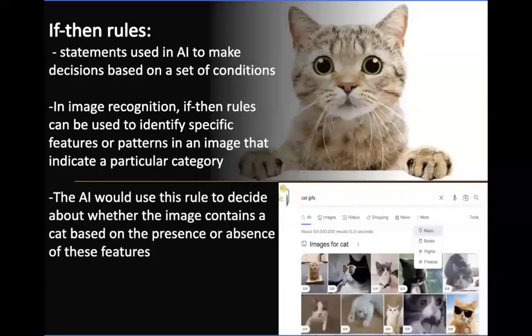Okay, now you need to know if-then rules. So if-then rules are statements used in AI to make decisions based on a set of conditions. In image recognition, if-then rules can be used to identify specific features or patterns in an image that indicate a particular category. The AI will use this to decide about whether the image contains a cat based on the presence or absence of these features.